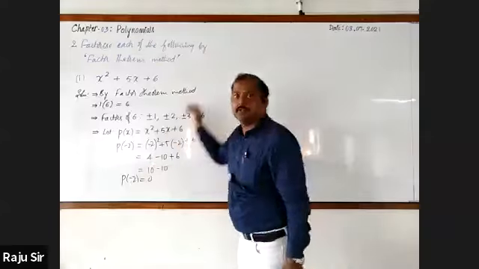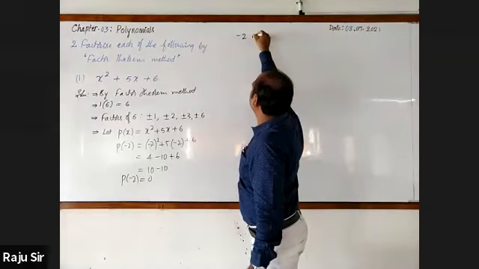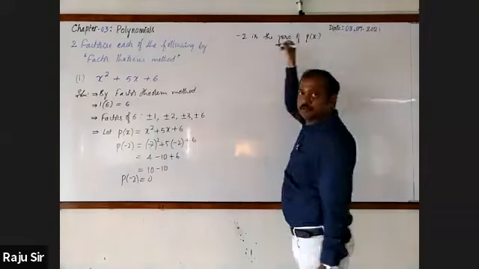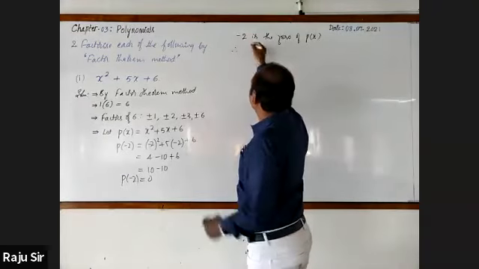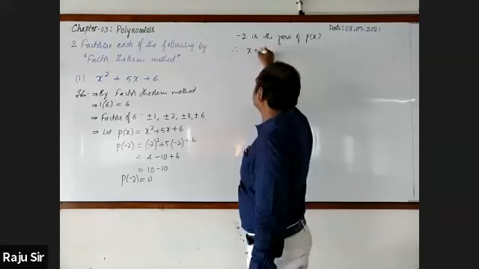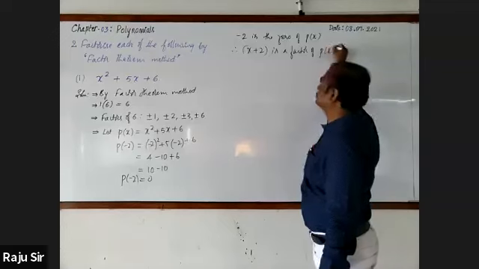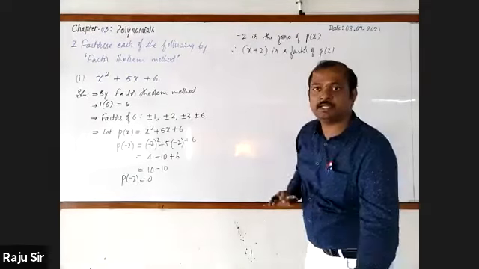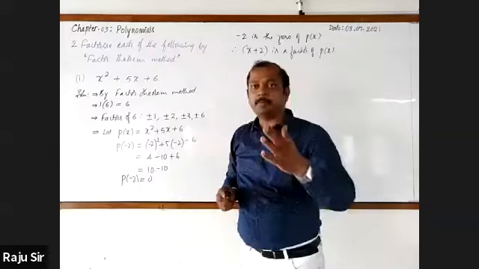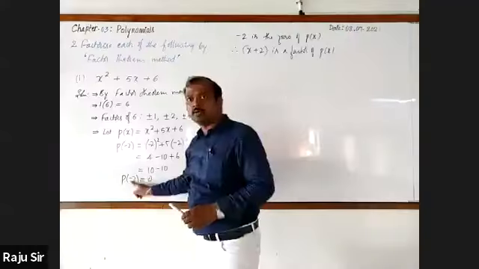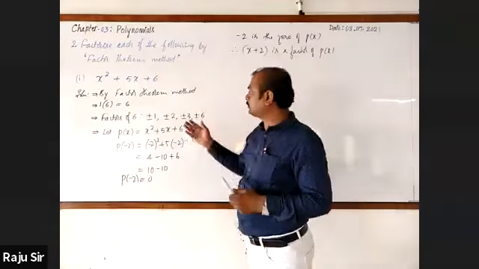Just observe. Minus 2 is a zero of p of x. Therefore, x plus 2 is a factor of p of x. Now, the first possibility is over. Dear students, you all know that a quadratic polynomial has 2 zeros, right? Now we have found out one zero. There is another zero that we should find out.